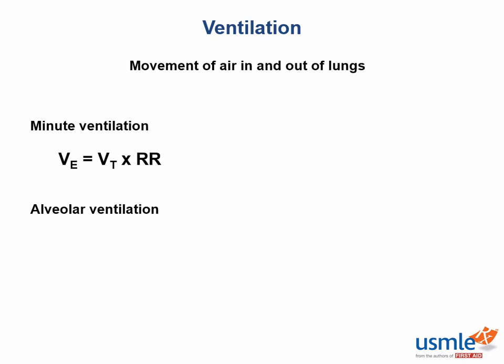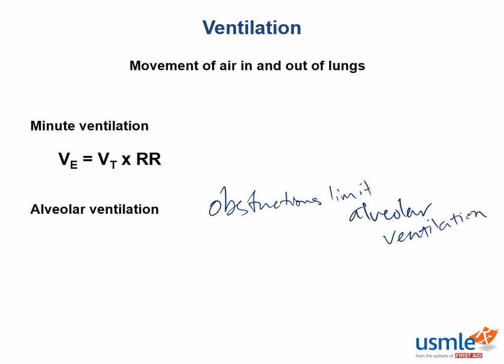Can you think of a pathology that would decrease alveolar ventilation? That's right. Any obstruction that would limit aeration of the alveoli by increasing dead space, like cystic fibrosis or emphysema. One thing to remember is that obstructions limit alveolar ventilation. Alveolar ventilation is described as the tidal volume minus dead space volume times the respiratory rate.